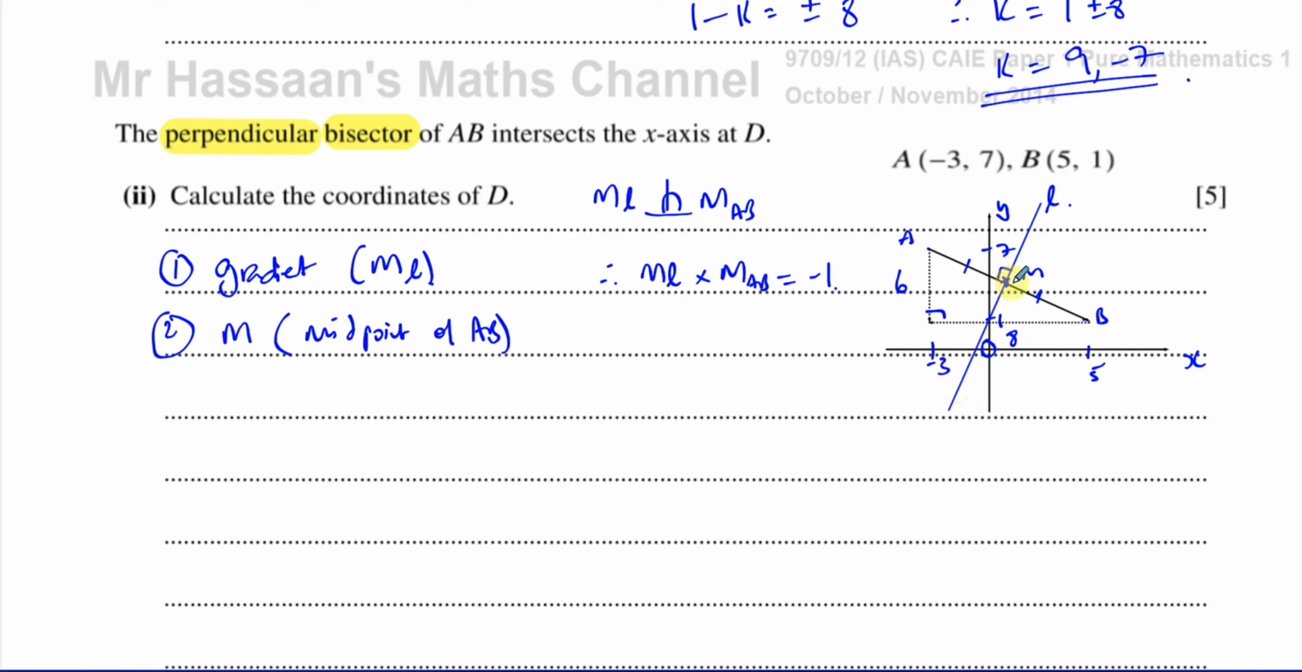And if I can find the midpoint of AB, which I can, then I find a point on this line, and then I can find the equation of the line. So let's first of all find the gradient of line L. Let's find the gradient of line AB first.